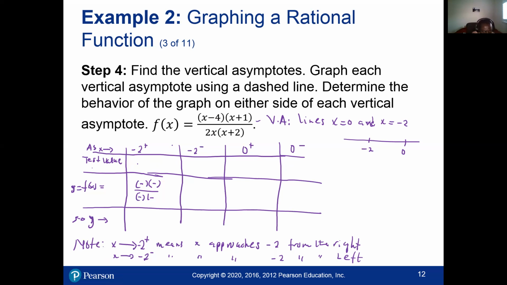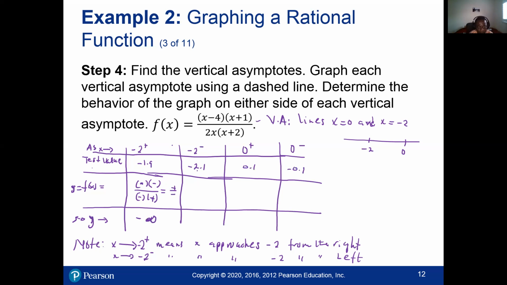Okay, so here we're going to pick, from the right, a value like -1.9. And then from the left, we can use -2.1. And then here we can use 0.1, and here -0.1, to the right and left of 0. So if you have -1.9, this is negative, that is going to be also negative, and this will be positive. And so this will just be positive over what? Over negative. So that goes to what? Negative infinity.